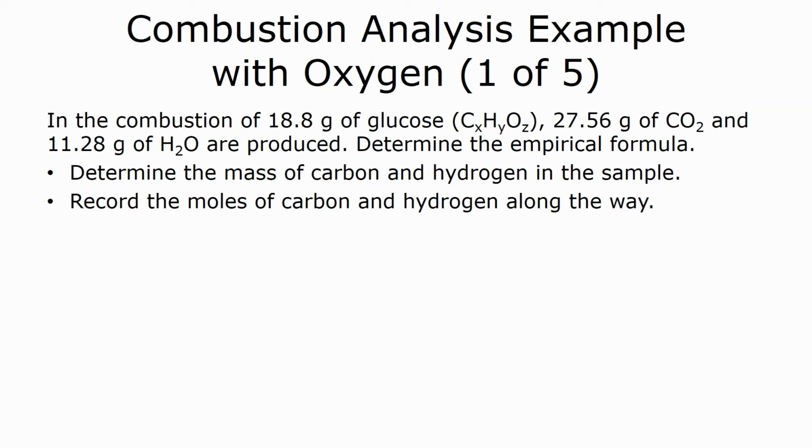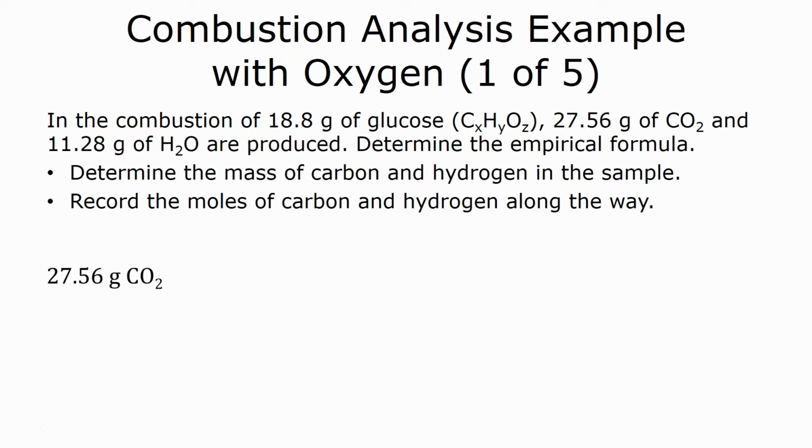In this example, we're going to determine the empirical formula of a compound that does contain oxygen. We are combusting 18.8 grams of glucose. Now, we know that glucose has carbon, hydrogen, and oxygen in it. So we know that we're going to have to account for the difference between the mass of carbon and hydrogen and the original mass of the sample.